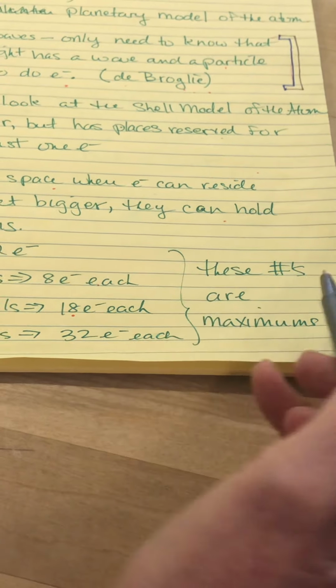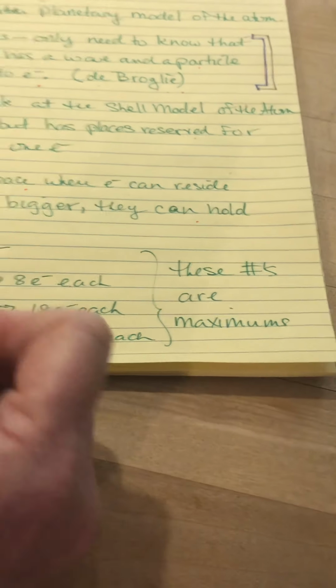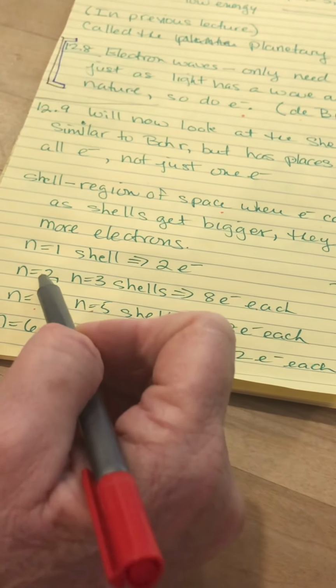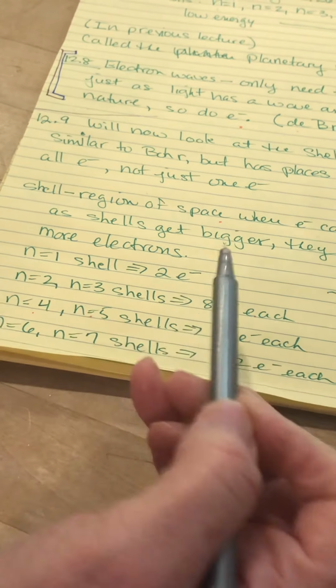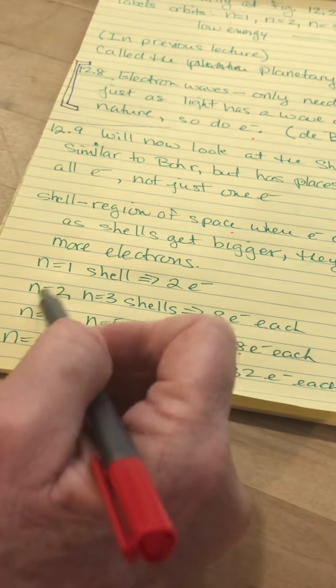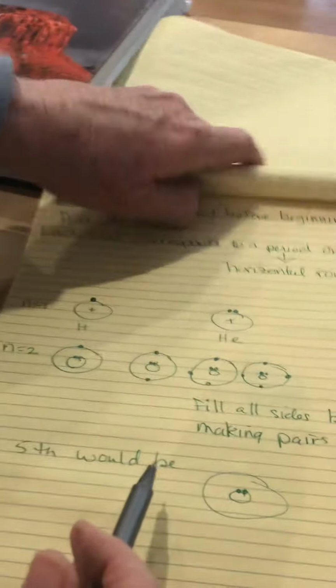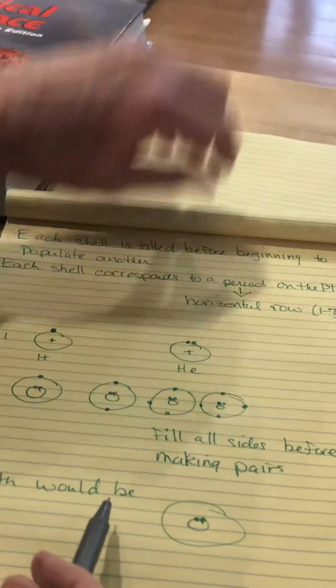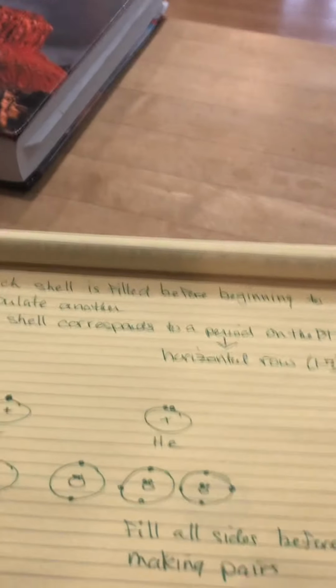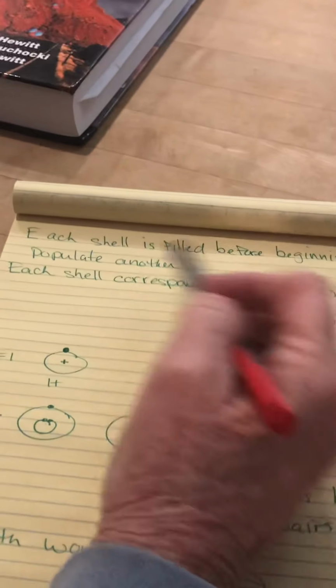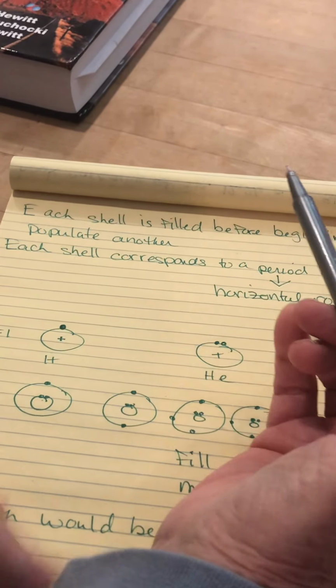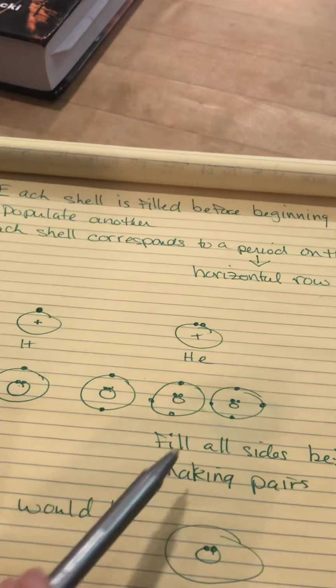If you don't have quite enough to fill them up, say you fill this one up all the way, and then you might only have 4 electrons in total. Well, 2 plus 2, n equals 2 would only have 2 in it. So each shell is filled before beginning to populate another, which was what I was talking about, and we'll see in a minute from diagrams.